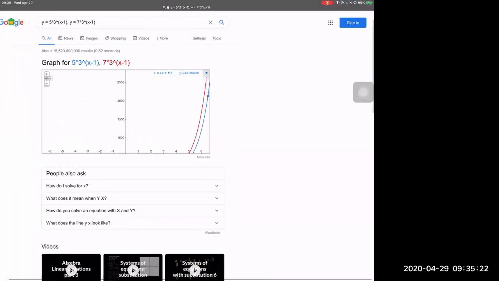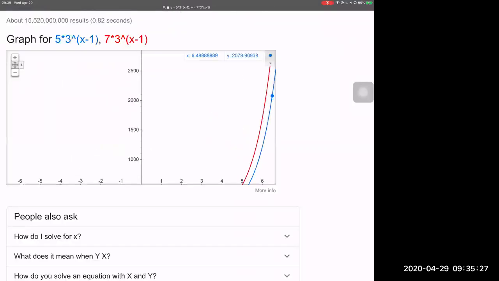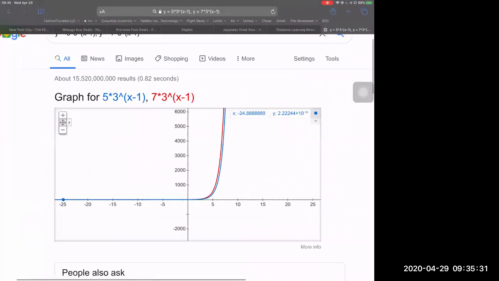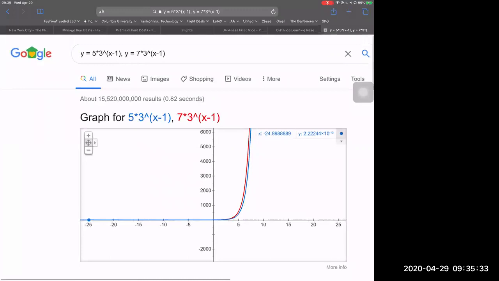How come I can't do this? Oh, I got to move 2 fingers, I think. Oh, come on. But anyway, you can see that the red line will outperform the blue line because it's always on top, right? No matter which value you pick, the red is going to be higher than the blue. Why is that? 7's bigger than 5, even though they're growing at the same rate.